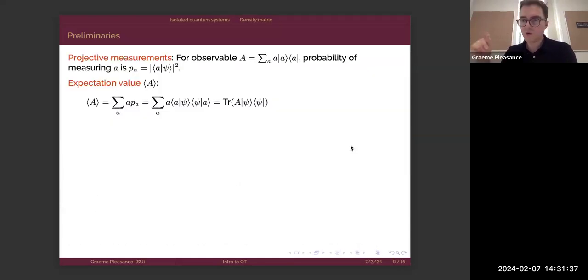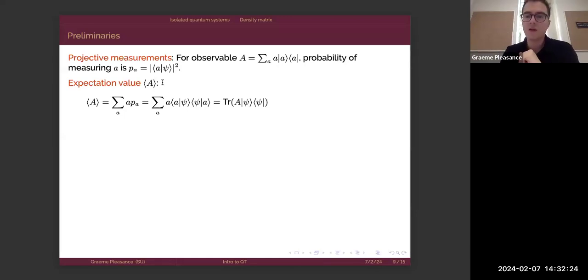Okay, measurements are also another important part of quantum mechanics. Here I only talk about projective measurements. For any observable, so any self-adjoint operator A that has this spectral representation, if we measure our system, the probability of obtaining a particular measurement outcome a can be computed in the following way. Since these a's form an orthonormal basis, we can expand our state psi in terms of these basis vectors. And then you can show that this relates to the norm squared of these probability amplitudes that I mentioned earlier.